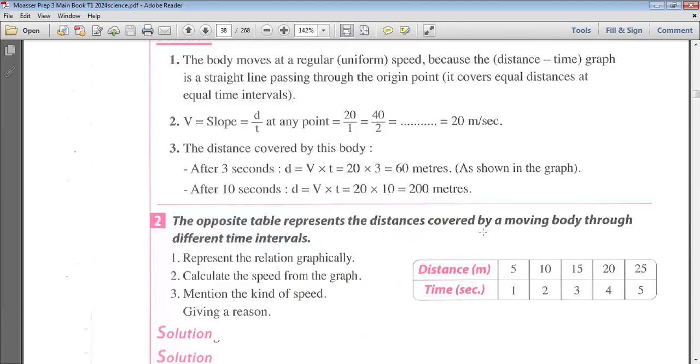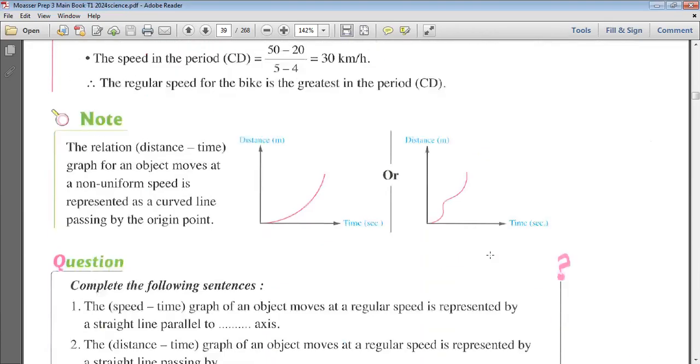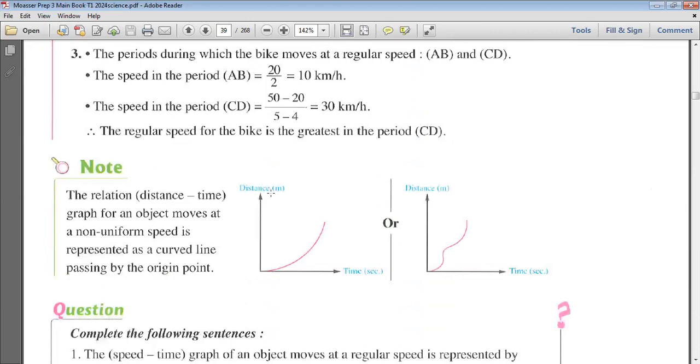What if I also have a distance and time graph, but with a curved line? This is a distance time graph, so this is speed, but the curved line means that I have non-uniform speed or irregular speed. So for a distance time graph, if I see a curved line, that is non-uniform speed or irregular speed.